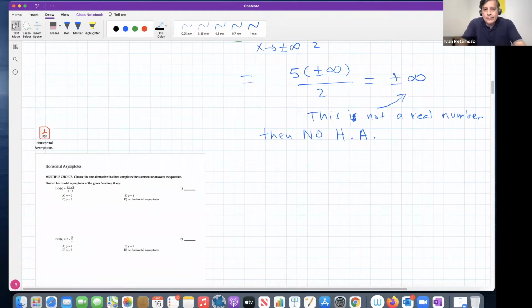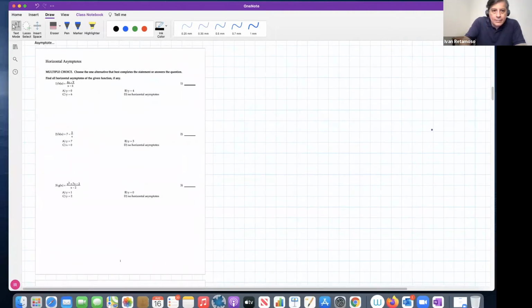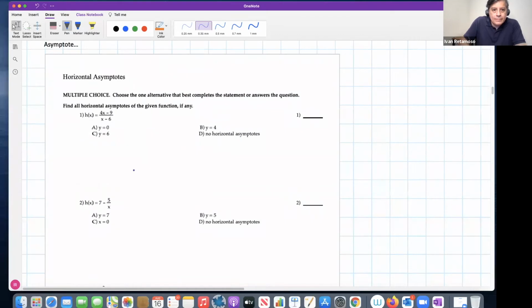All right, guys, very good. So now it's time for you to practice on the worksheets. Can you try the first one here? Find the horizontal asymptote there.